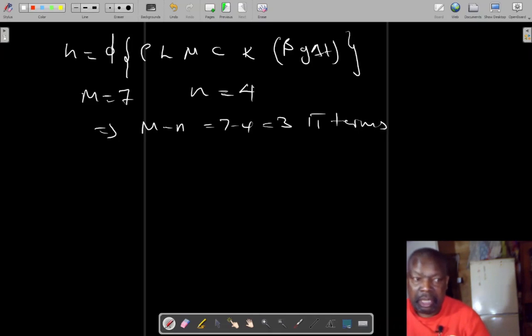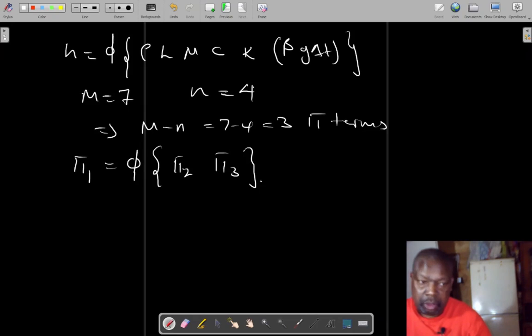Okay? Such that pi term 1 is equal to a function of pi term 2 and pi term 3. So, supposing we took rho, L, mu and k as the repeating variables.